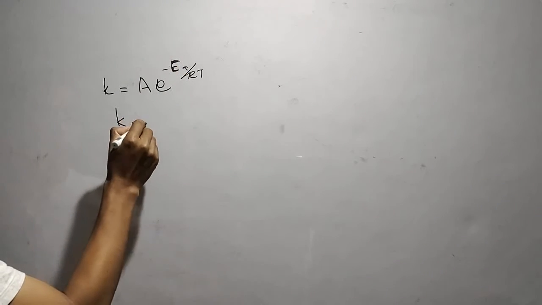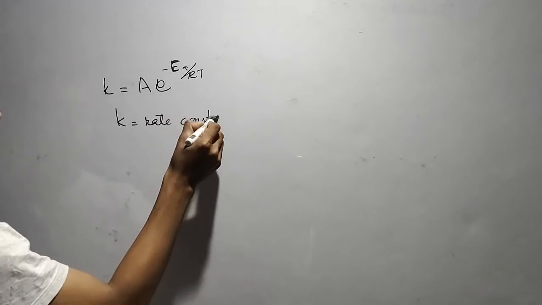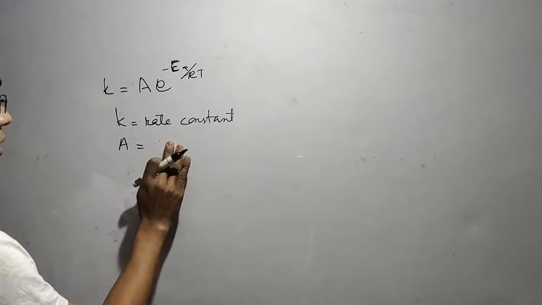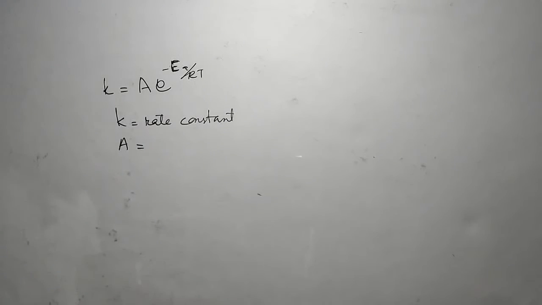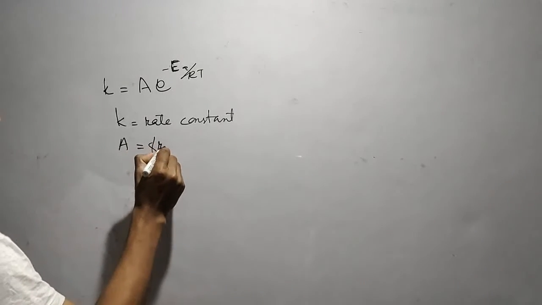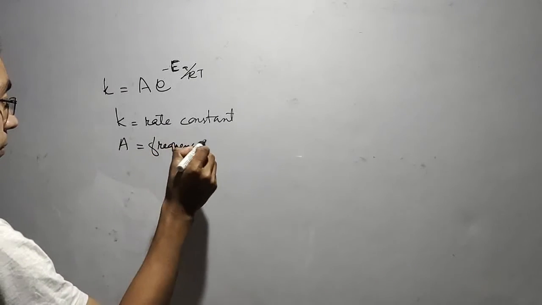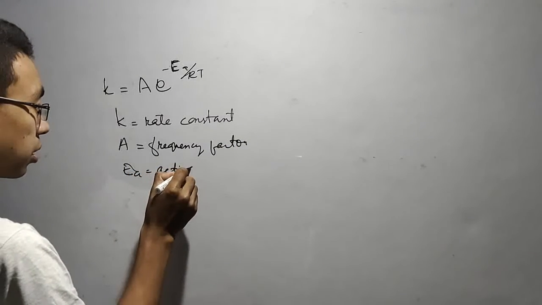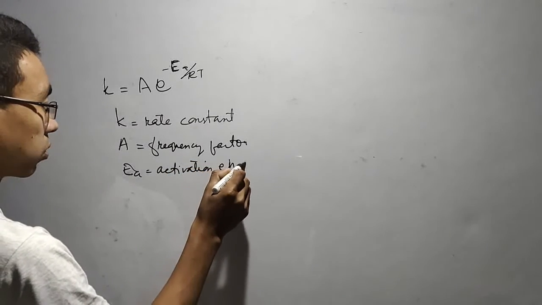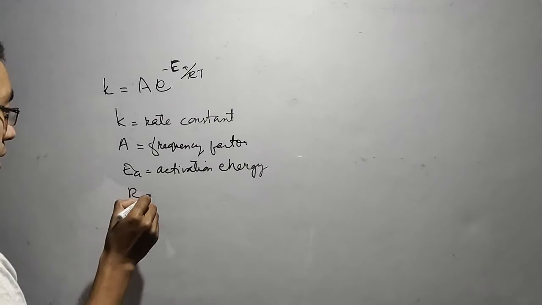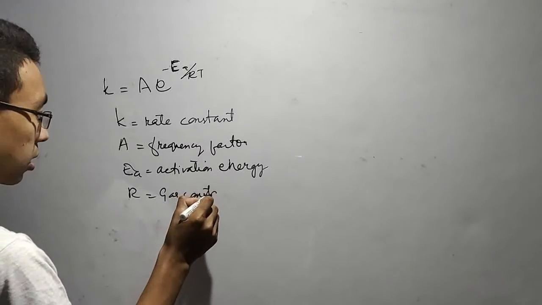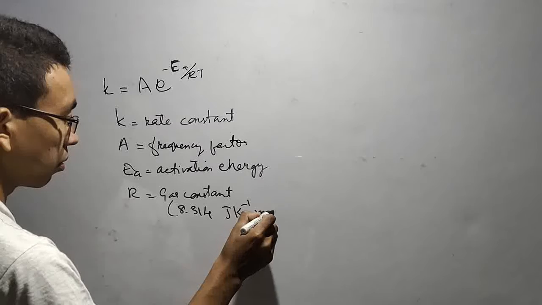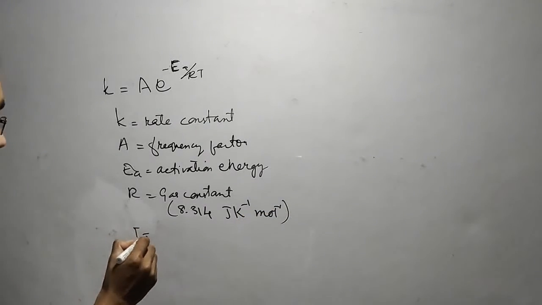Here k is the rate constant, A is called the frequency factor, Ea is called the activation energy, and R is the gas constant, whose value is 8.314 joule per Kelvin per mole. And T is the temperature.